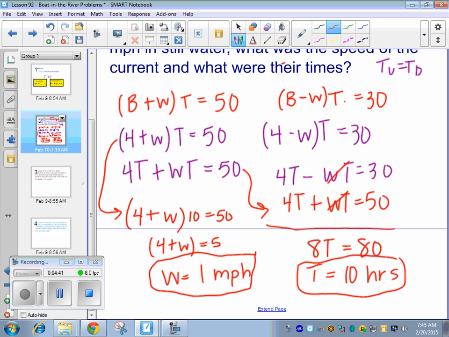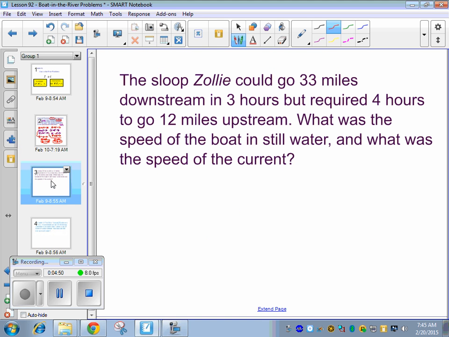Okay. So either way, it took 10 hours, and we got the speed of the water is 1 mile per hour. Let's try another one. The sloop Zolly, that's a boat, could go 33 miles downstream in 3 hours, but required 4 hours to go 12 miles upstream. What was the speed of the boat in still water? And what was the speed of the current?